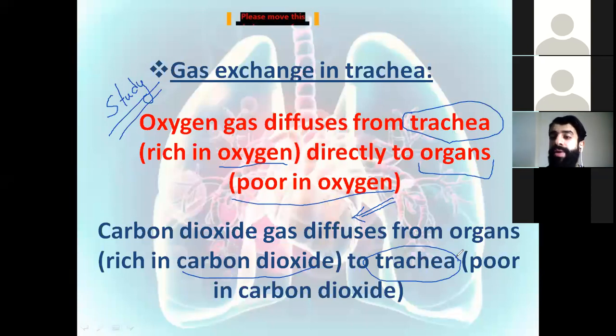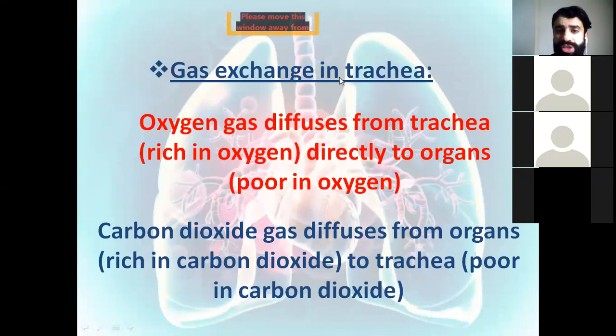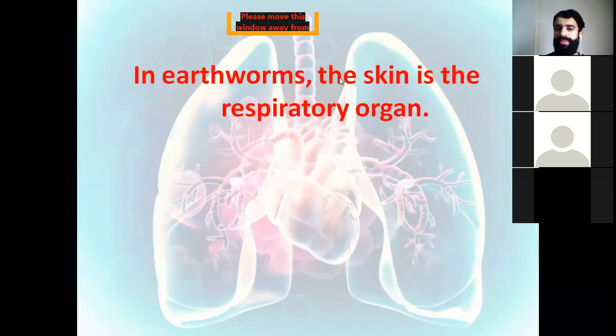Oxygen gas diffuses from a medium where we have a high amount of oxygen, which is the trachea, toward the organs that contain a low amount of oxygen. However, carbon dioxide diffuses from the organs containing a high amount of carbon dioxide to the trachea containing a low amount of carbon dioxide. So these notes regarding gas exchange at the level of the trachea you have to study. Till now, we have two important notes to study: gas exchange at the level of the lungs and gas exchange at the level of the trachea. Now let's move to the earthworms.